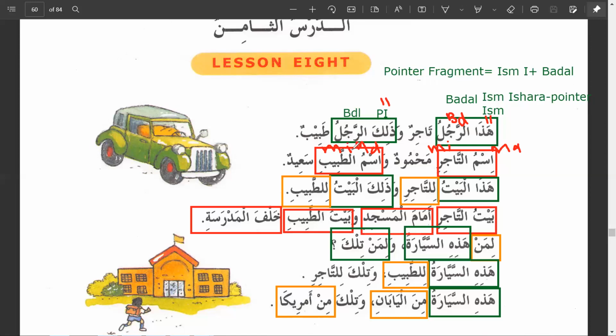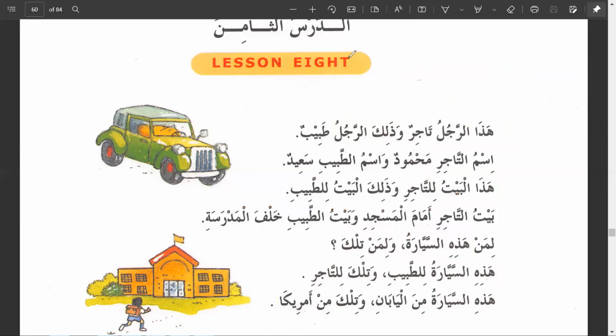Okay. Now, hadha al-baytu? Hadha is ism ishara, and al-baytu is badal. Lit-tajri is jar majroor. Jar is majroor. That's how you label different fragments. Now, you know the components of different fragments? Okay, so let me clear all these writings and let's scroll down for the exercise.